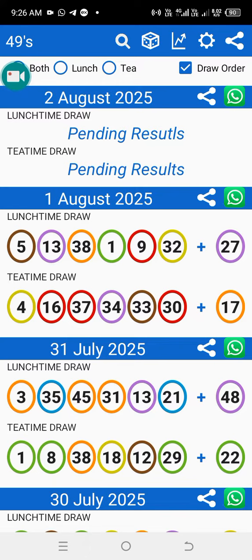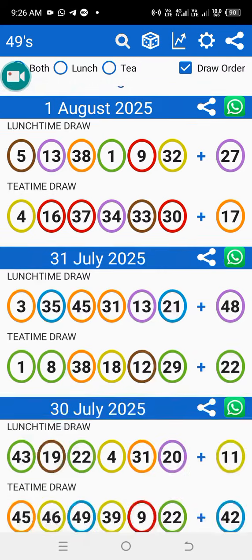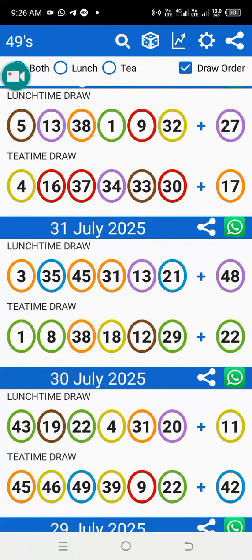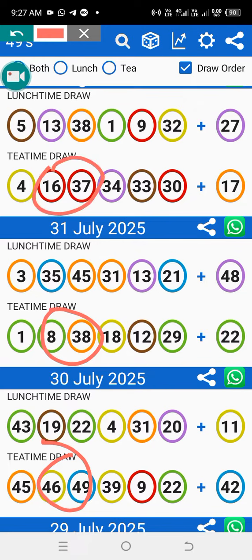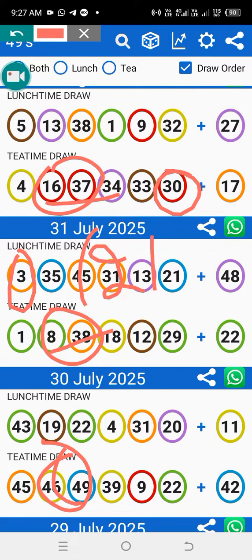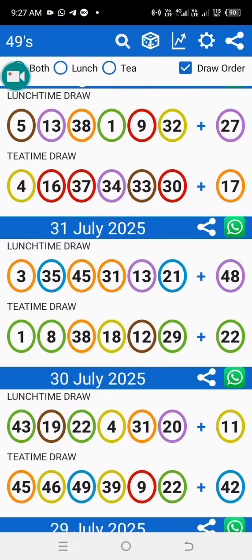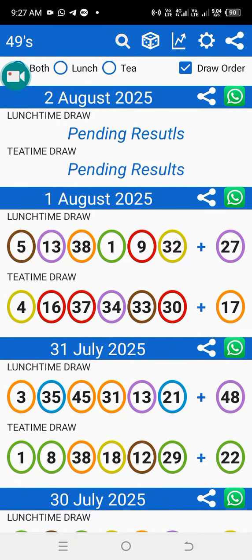Yeah, so let's go. Today I'm going to start with this simple money making strategy: two numbers minus on any draw order, just on Teatime. This one gave us 3, this one gave us 30, this one is going to give us 21. So this 21 can either come on lunch or tea. So we have a first number, 21.